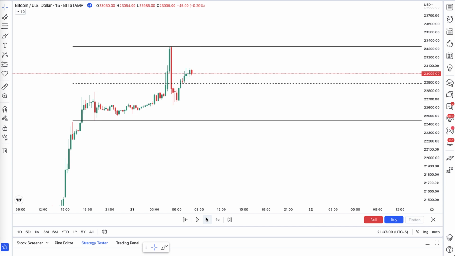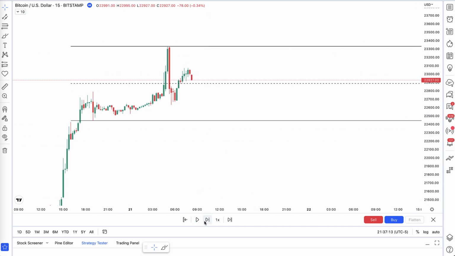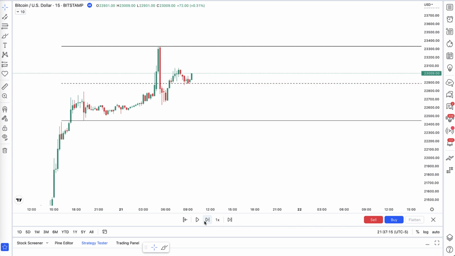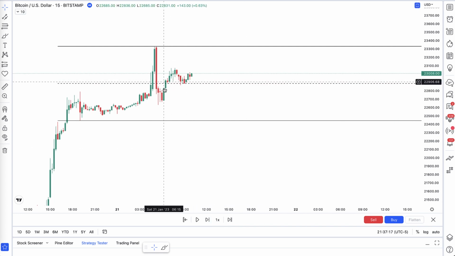We don't know at this point, is it going to sweep the highs first? Is it going to sweep the lows first? Okay, so we let it play out. We got our alert set. Nothing is happening. We do not trade in the middle of the range.